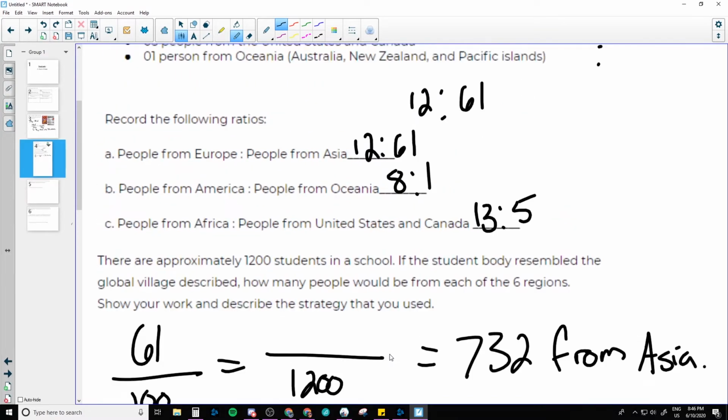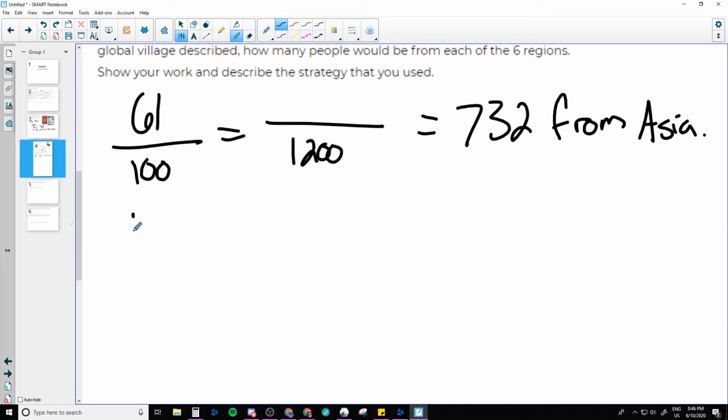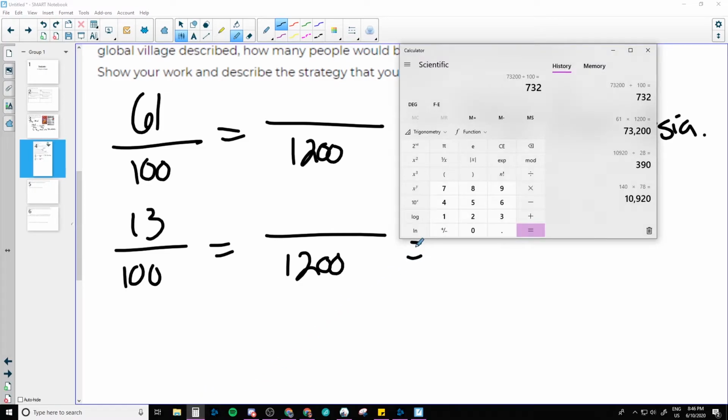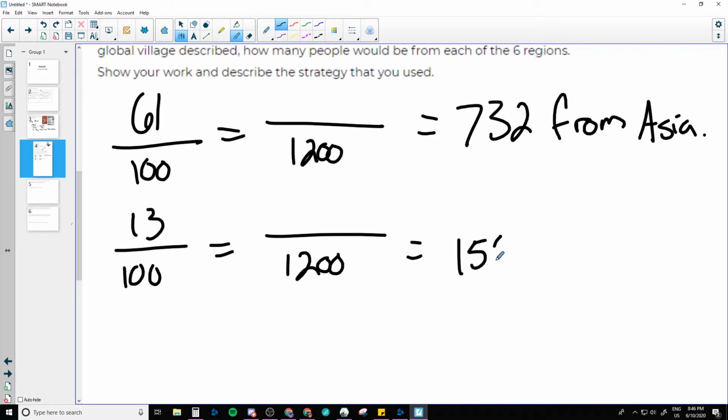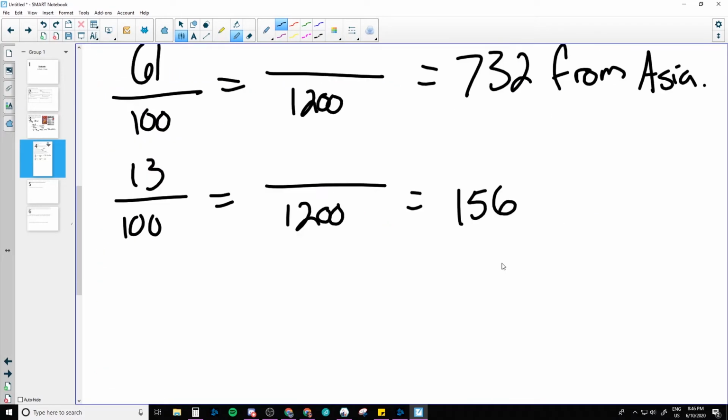Okay, next one. 13 people from Africa. So 13 out of 100 is how many out of 1,200? Take our calculator. 13 times 1,200. Divide that by 100. And it tells us it's 156. And that is from Africa.